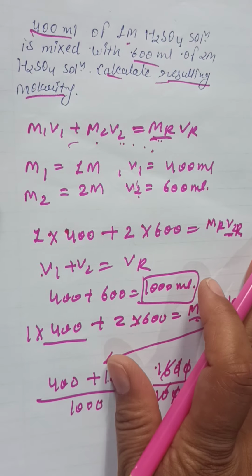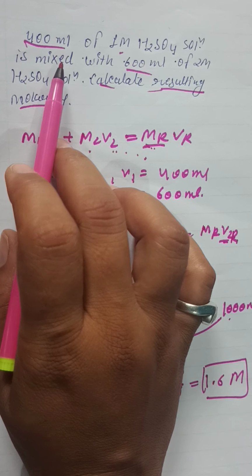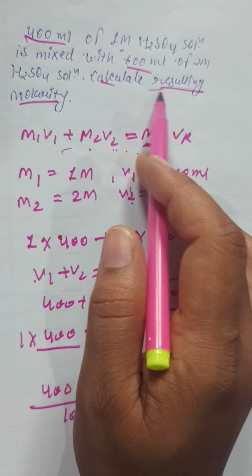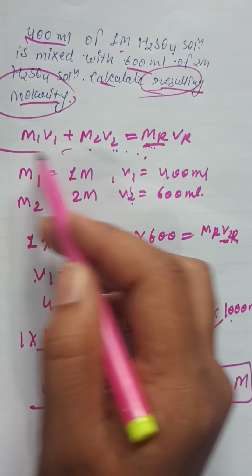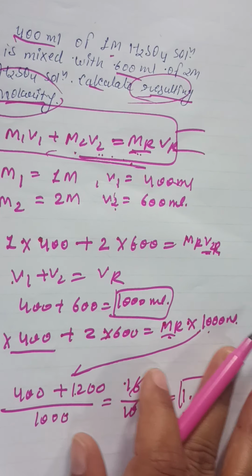So we can easily find it out. First keep in mind how to identify this: when molarities are given and we have to find the resulting molarity, we use this formula. This is a very useful formula to solve questions like these.